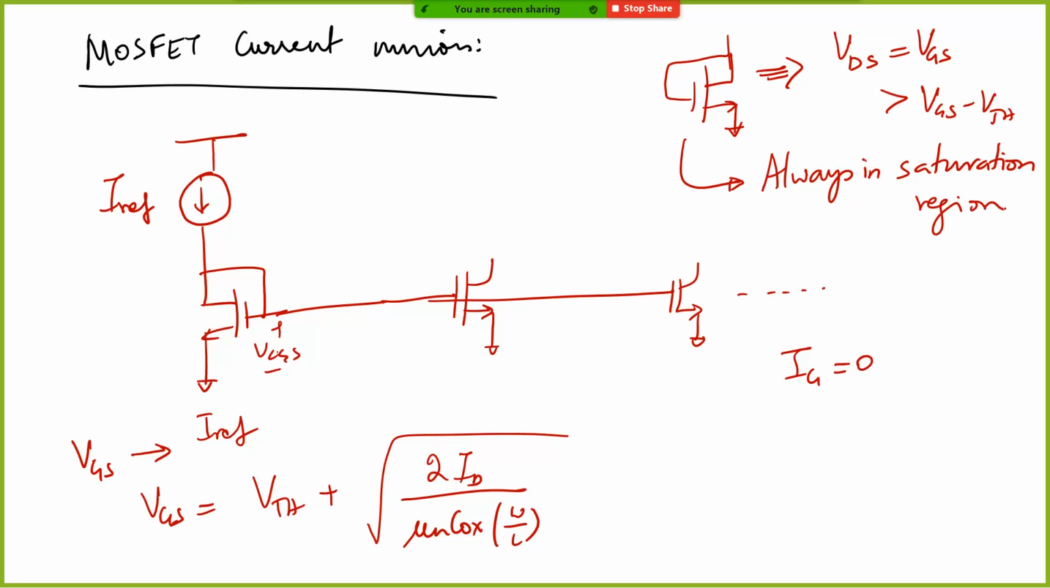This diode connected transistor is always in saturation region. Similarly, you can say that a diode connected BJT, of course the VCE is equal to VBE, which is nominally around 0.7, and therefore it is always in the forward active mode. So that is another thing that you can see, but more importantly, in MOSFETs it is always in saturation. All right, so let us try to solve one more problem.